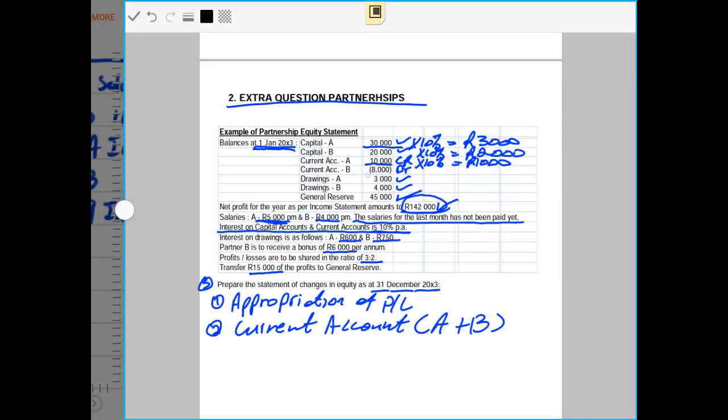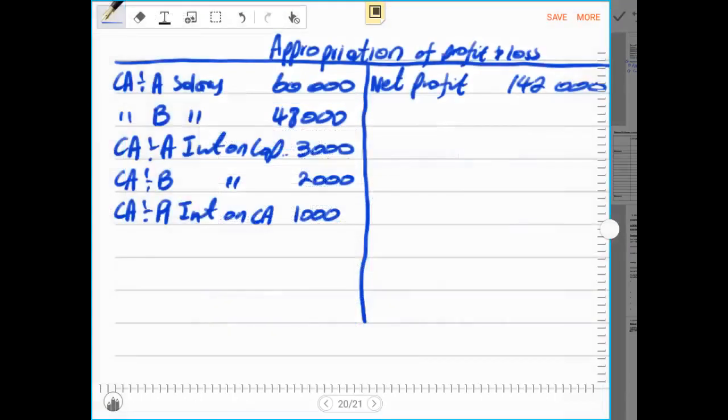So the current account for partner B is a debit current account. Therefore it means the interest on this current account will be calculated and recorded on the credit side of the appropriation account, because this is income that the closed corporation will be receiving, because the partner owes the partnership. So now it will be recorded on the credit side. Current account, name of the partner is partner B. The description is interest on current account of 800 rands.